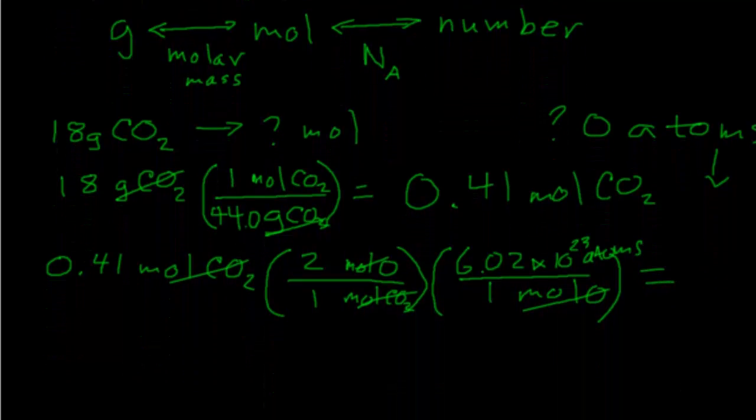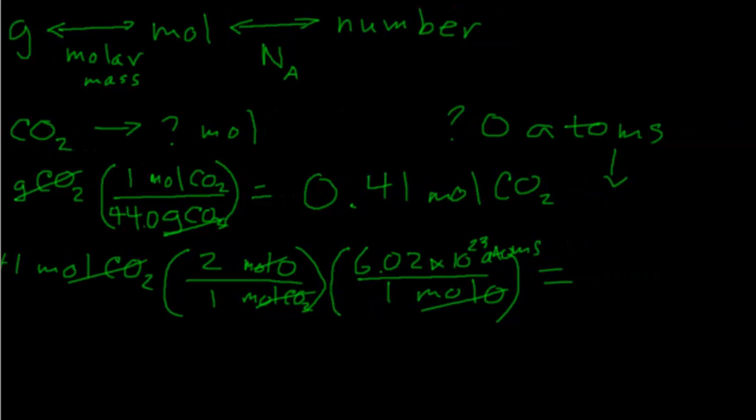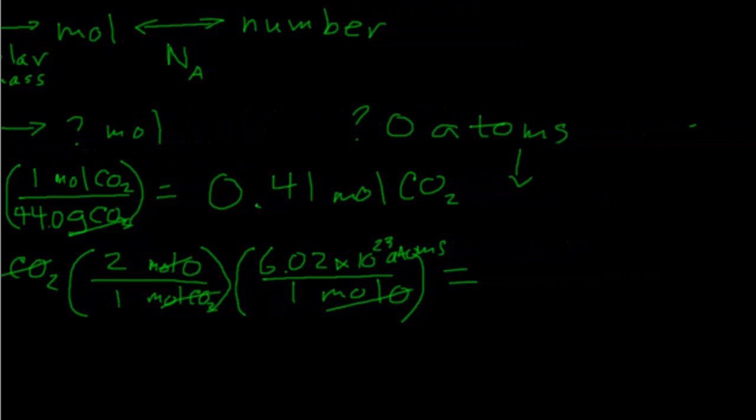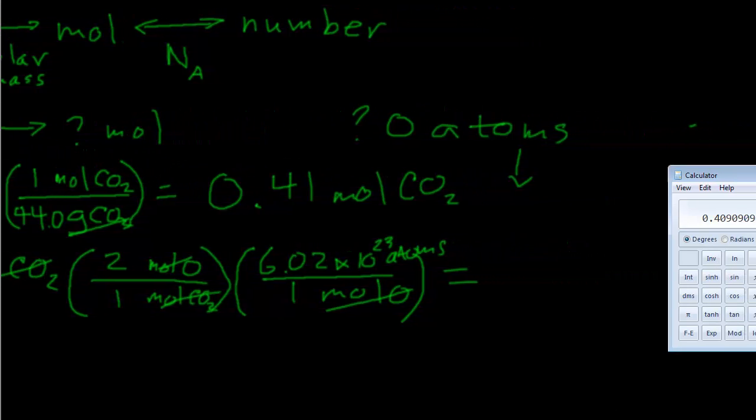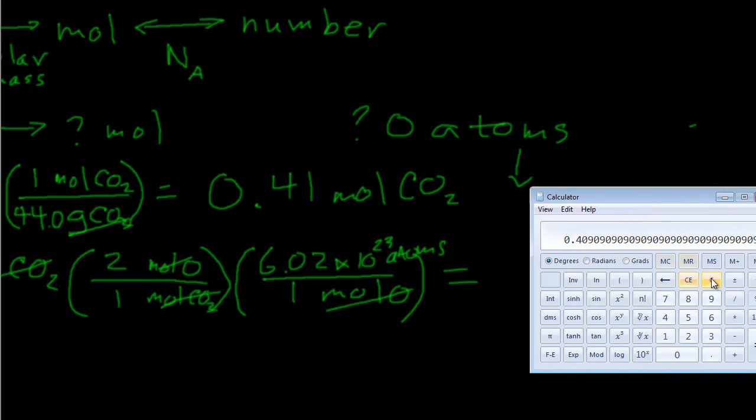Let me scroll down and over here, give myself some more space. We should bring out the calculator again and see if we can do this calculation. All right, so let's clear that. It says I need to take my 0.41 and multiply that by 2, so times 2, that equals that number. And now I'm going to multiply it times 6.02 times 10 to the 23rd.